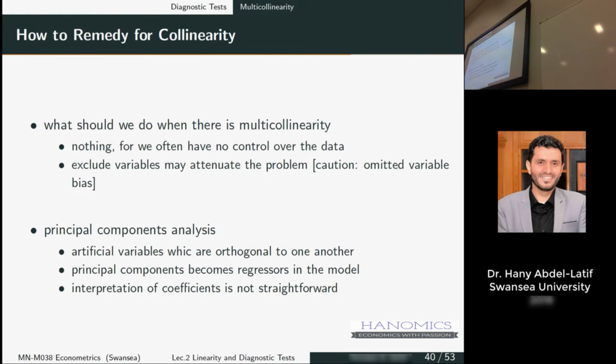So what do we do now? Well, you can't do much really. You need to drop one of those variables. And sometimes people ask me which variable to drop. Well, it depends really on your research question, what you're interested in.